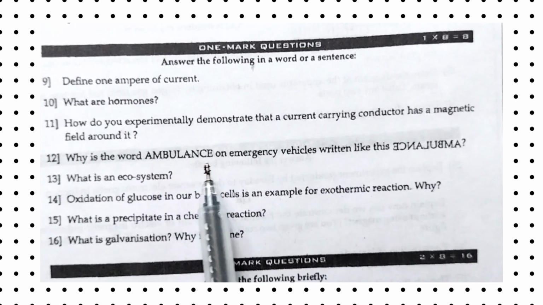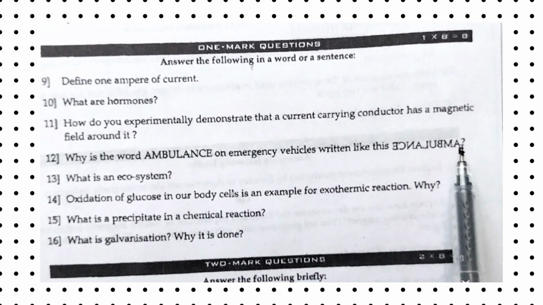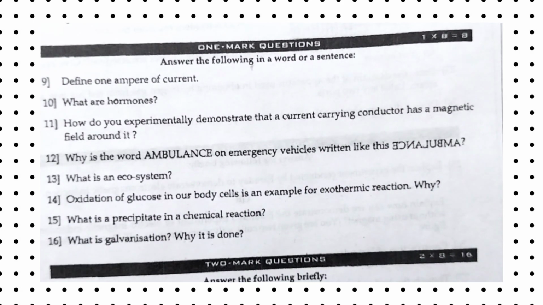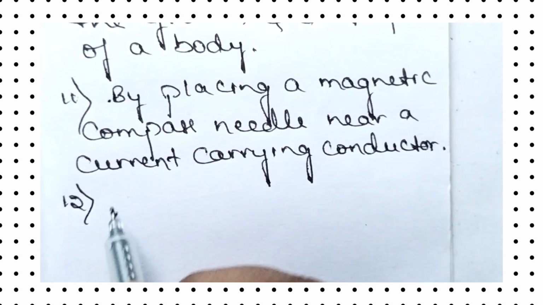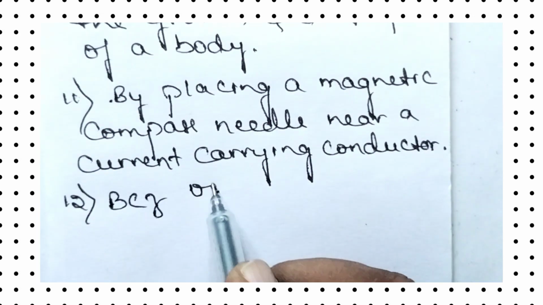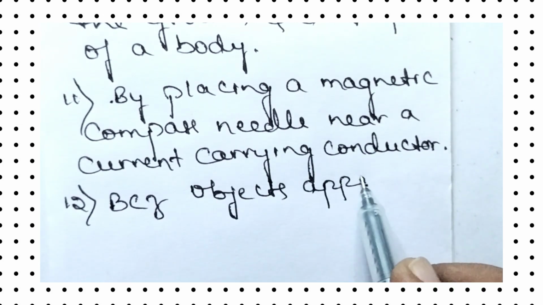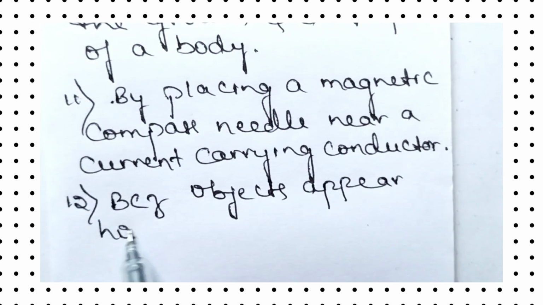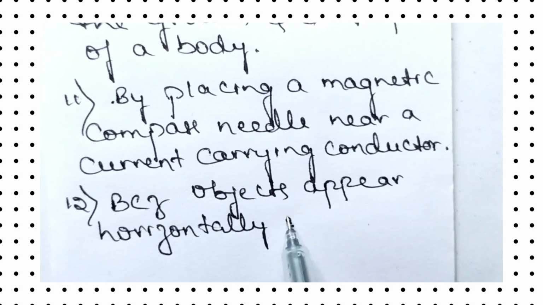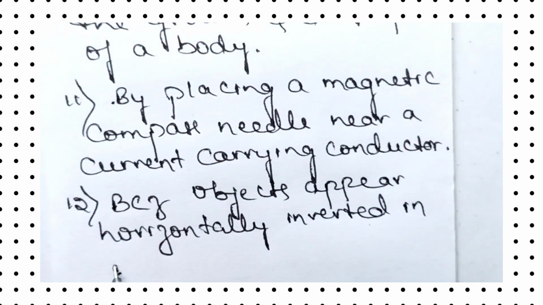Why is the word ambulance on an emergency vehicle written like this? So ambulance is written like this, why? So let us answer this question. The right answer for this question is because objects appear horizontally inverted in a mirror.